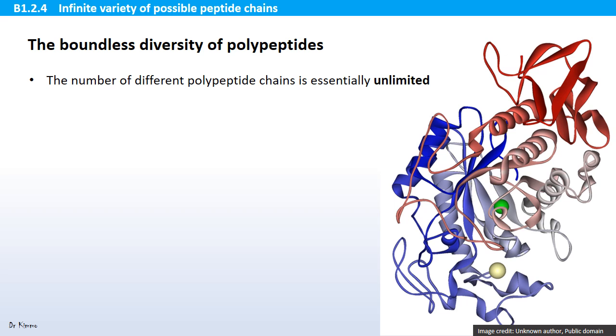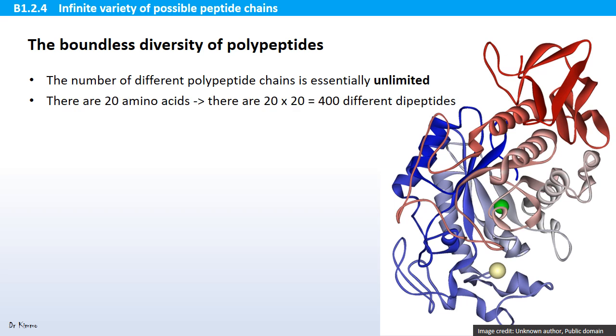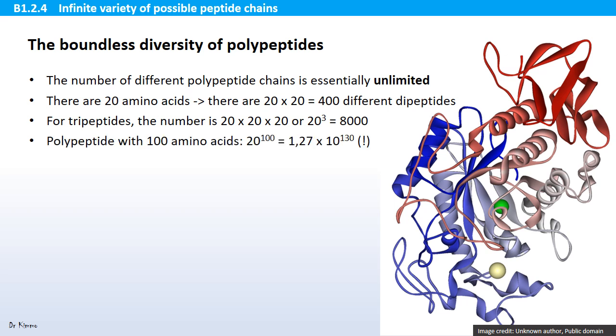The number of different polypeptide chains that a cell can make is essentially unlimited. Let's do some math. There are 20 amino acids, and if you want to make a dipeptide, you have 20 times 20 different alternatives. That's 400 different alternatives. If you want to make a tripeptide, the number is 20 times 20 times 20. That's 8,000 different alternatives. For a polypeptide with 100 amino acids, the number of alternatives is larger than the number of atoms in the observable universe.